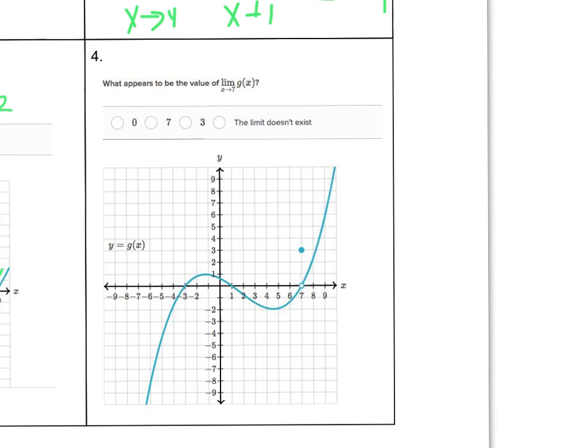For number 4, we're looking at the value as x approaches 7. That's from both sides, so we've got to check both sides. And from both sides, we approach a height of 0. Therefore, the limit is 0. It does not matter that there's an extra point there. Limits do not pay attention to this other point. This graph, however, would not be continuous because the function value, which is defined at 7 as 3, is not the same as the limit from both sides.